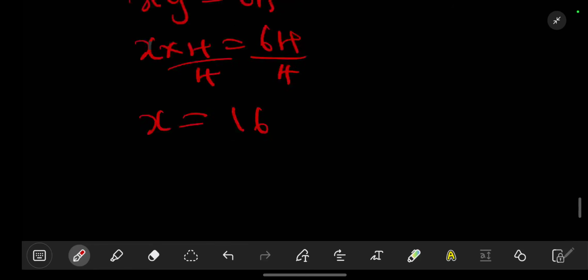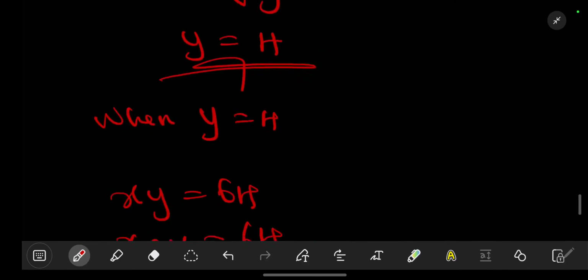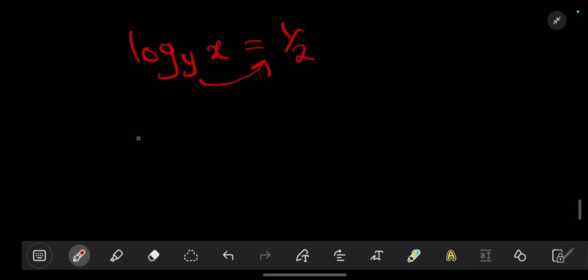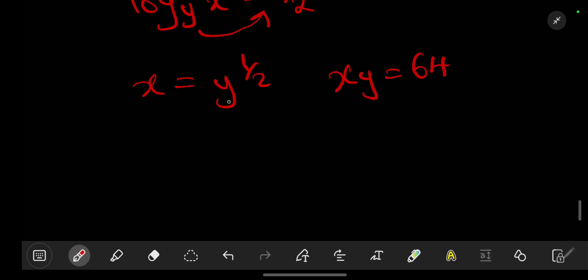Then the other part of the equation is when we have p is equal to half. We have said that the log of x base y should be equal to p, and our p in this case is equal to half. So this one will go to that side, it will be x is equal to y to the power of 1 over 2. The equation is also saying xy is equal to 64. So where there is x, we are going to put y to the power 1 over 2 times y should be equal to 64.